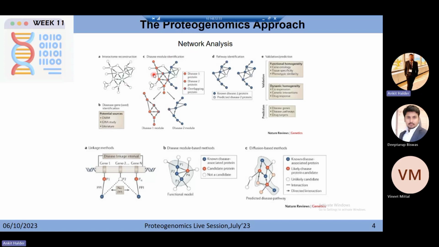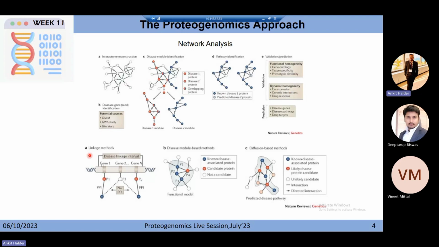Third is the disease module identification: disease one protein, disease two protein, and the overlapping protein, for the disease based modules. Then is the pathway identification, known disease to protein and predicted disease to protein. Finally, you will have your validation or prediction by using functional homogeneity, like gene ontology, tissue specificity, phenotypic similarity, and dynamic homogeneity, like co-expression and genetic interactions.